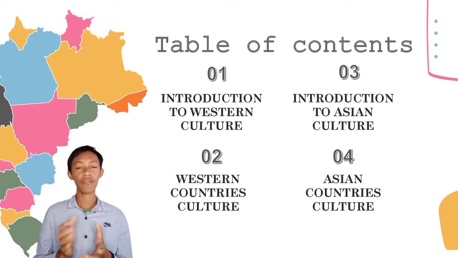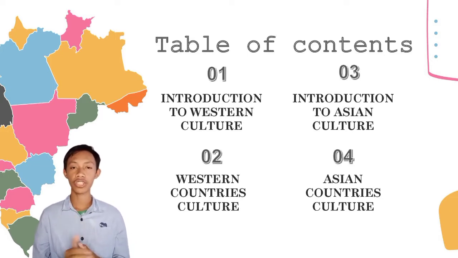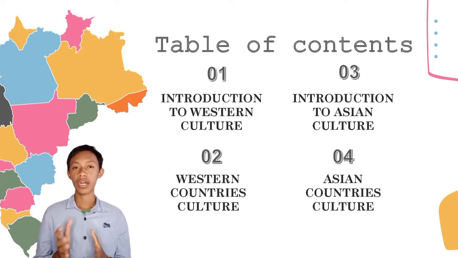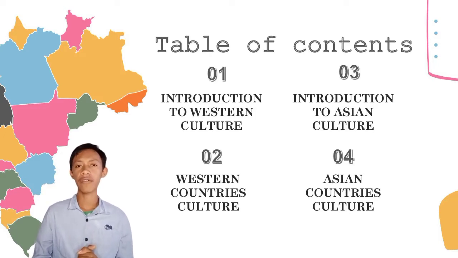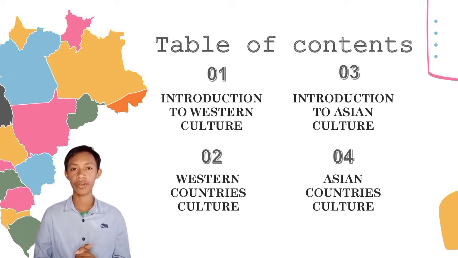These are the table of contents for today's discussion. First, the introduction to Western culture. Second, identifying some Western countries, including their ethics, values, and culture. The next one, introduction to Asian culture. And lastly, identifying some Asian countries' culture, including their ethics, morals, and behavior.